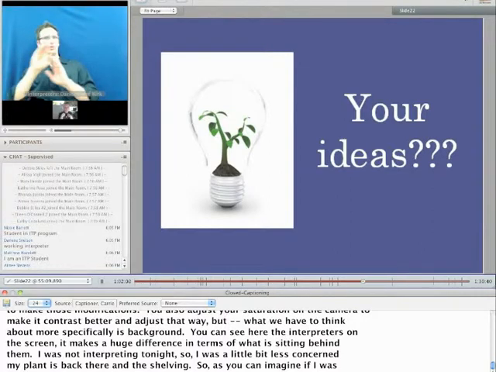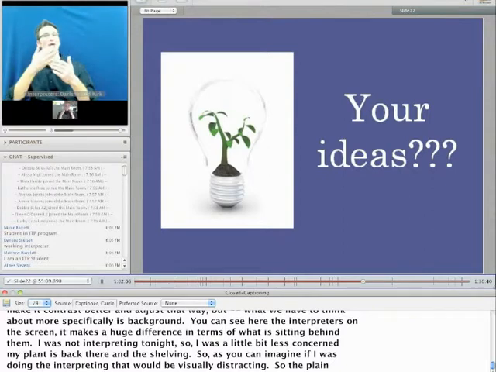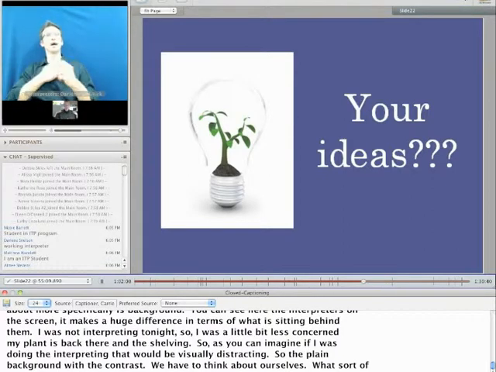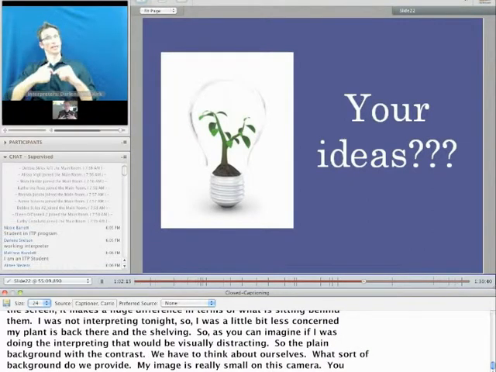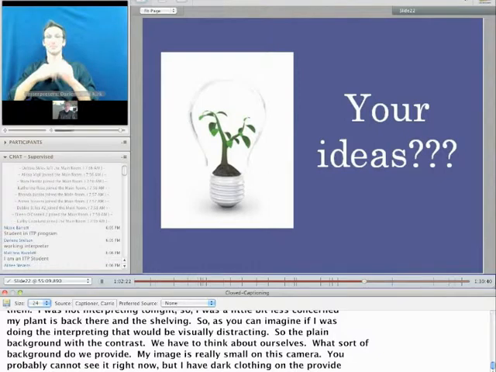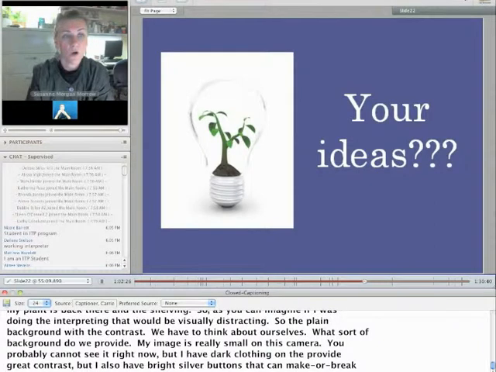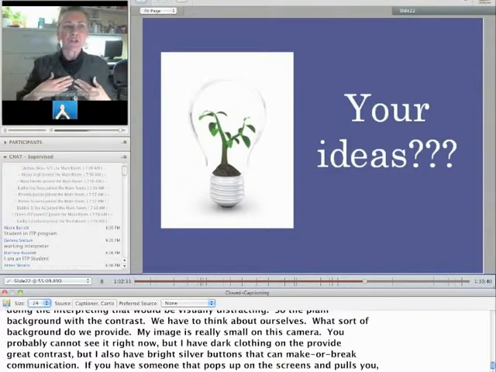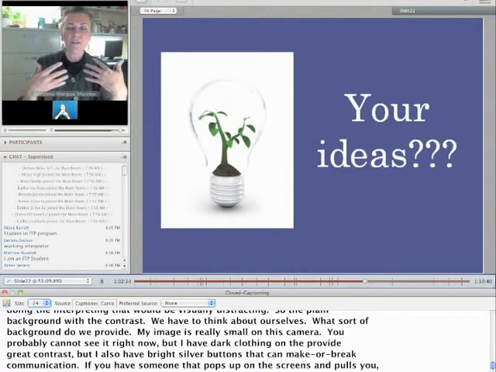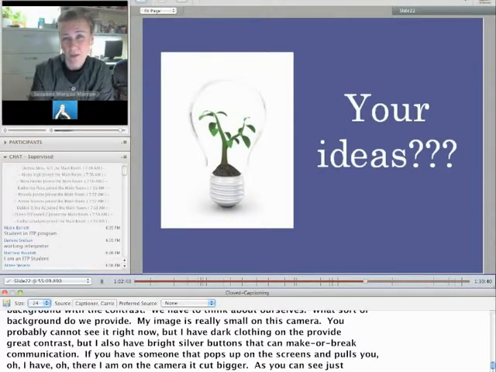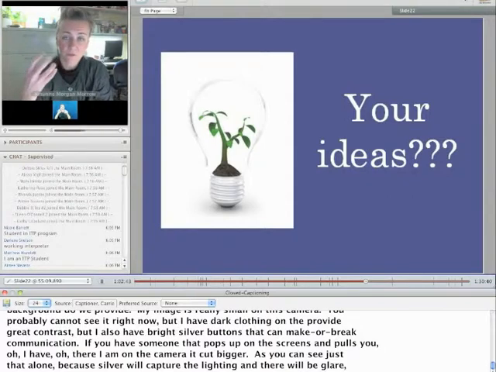And we have to think about ourselves then. What sort of background do we provide? I know my image is really small on this camera, so you probably can't see it right now. But I have dark clothing on, which provides great contrast. But I also have a few bright silver buttons. That in and of itself can make or break communication. Oh, there I am on the camera. It got bigger. So as you can see, just that alone, because the silver will capture the lighting, there'll be glare. There'll be a response to that, which can be really distracting to someone who's already struggling through some visual information to see the message.